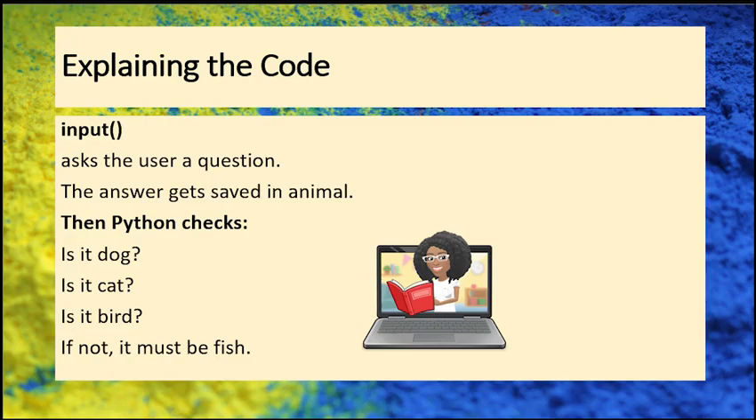Explaining this code. Input asks the user a question. The answer gets saved in animal. Then Python checks, is it dog? Is it cat? Is it bird? If not, it must be fish.